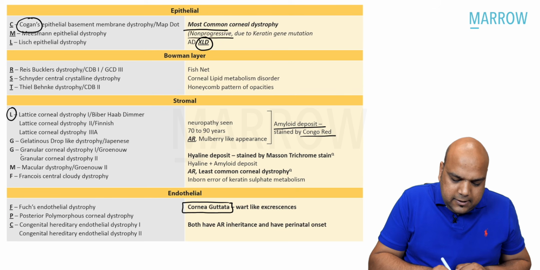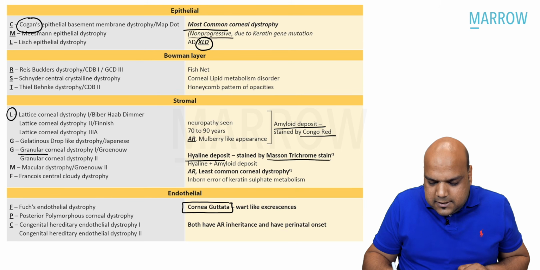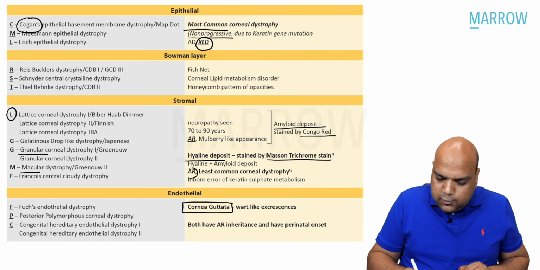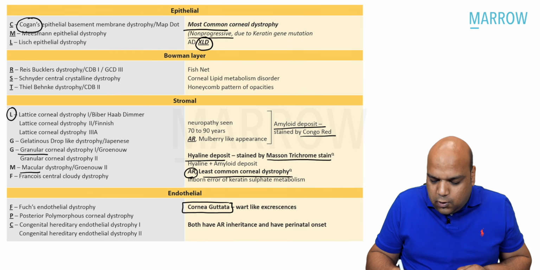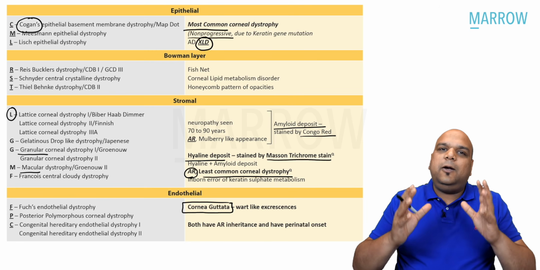Similarly, there is granular. In granular, there is hyaline deposit. Hyaline is stained by Masson trichrome stain. And remember, macular is autosomal recessive, because it is not autosomal dominant. It becomes a question, and it is the least common corneal dystrophy. So this is the way we can remember corneal dystrophy quickly.